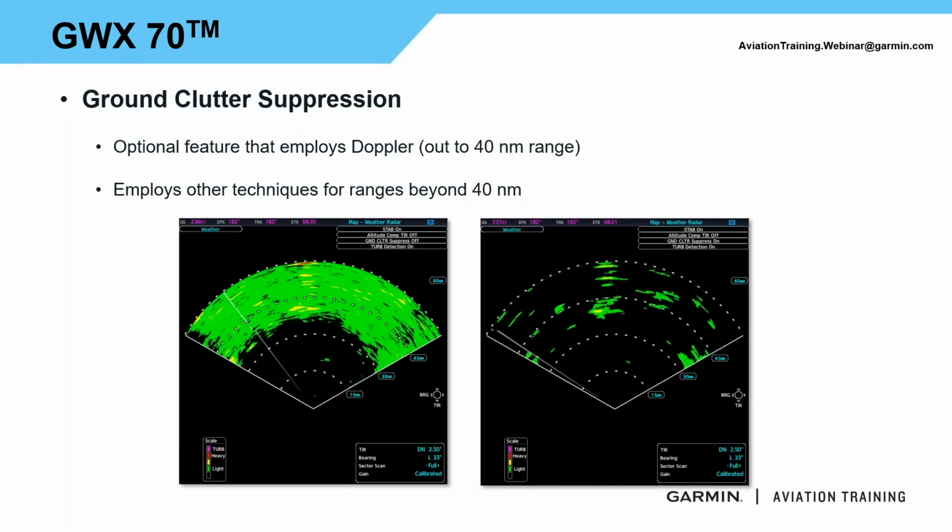Here's that ground clutter suppression that we were talking about earlier. So that is an optional feature with the GWX-70. It employs the Doppler radar techniques within 40 miles and then other averaging techniques beyond that.